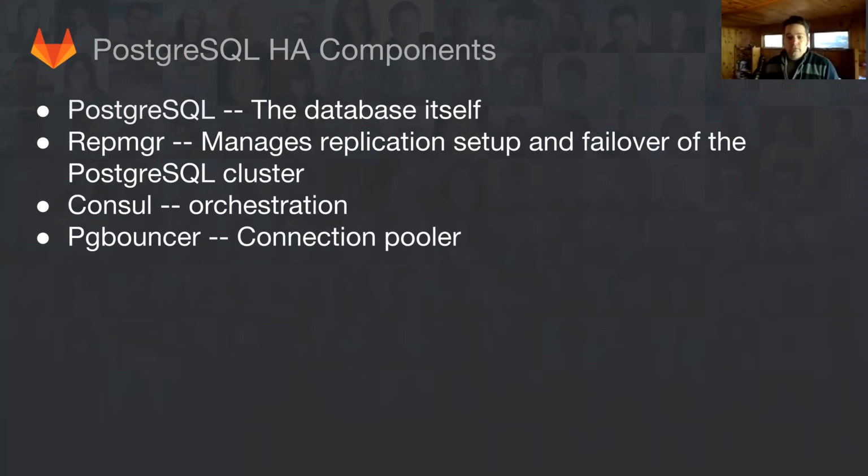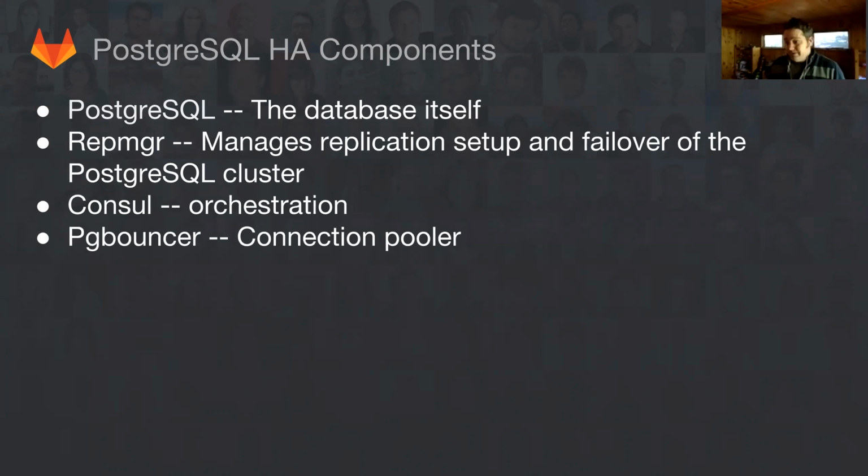So in order to do this, we had to get a bunch of different products all built together and talking to each other. So the first one is Postgres. This is the database itself. This is where we store information on merge requests, issues, users, information like that.